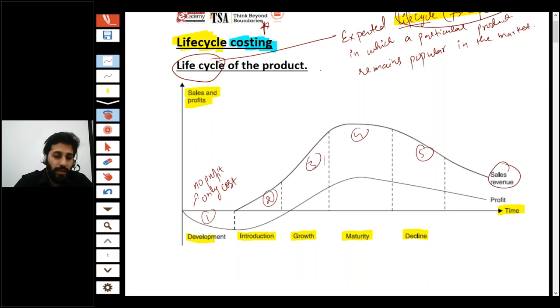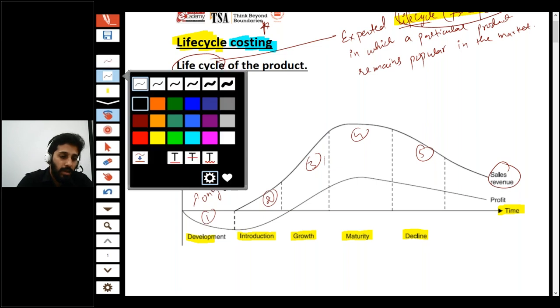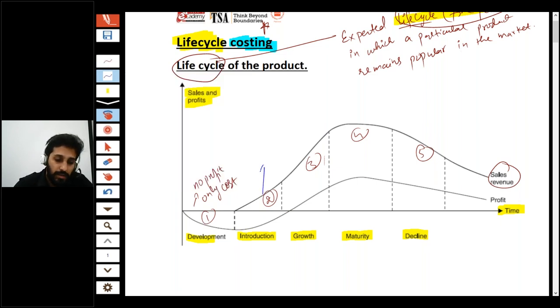In the introduction phase, the product is newly launched. This is known as the introduction phase. The product is newly launched. Number three is the growth phase.